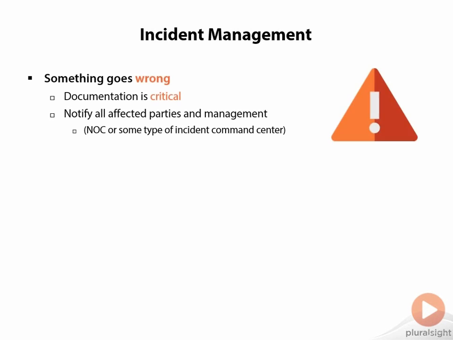Next, we have incident management. And incident management, okay, well, something went wrong. We had our change management, we did our peer review, we did all the things that we were supposed to do, but something still went wrong. All right, I know that never happens, but unfortunately, let's just say hypothetically that it did happen. Well, what would we do?